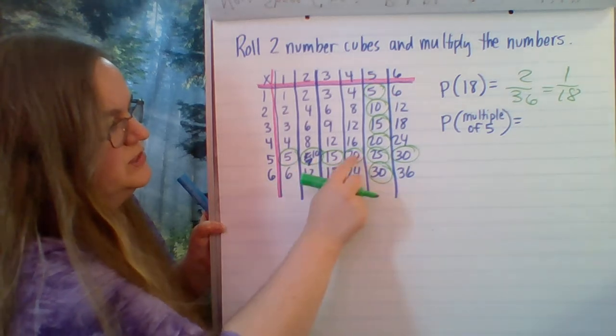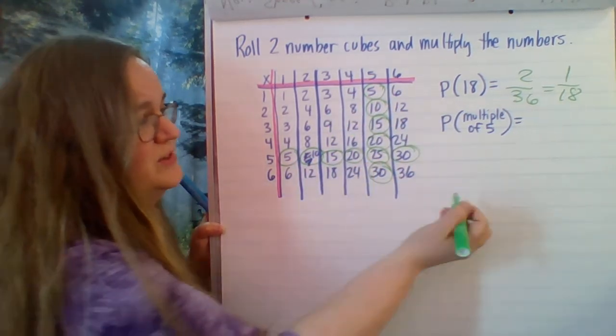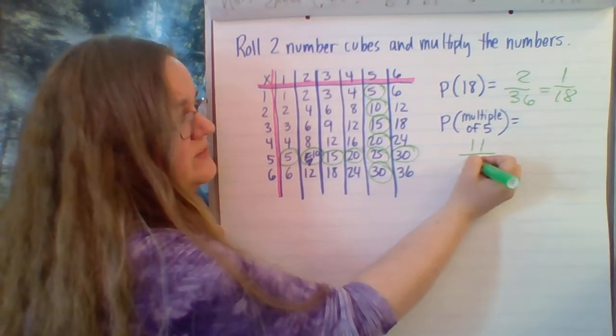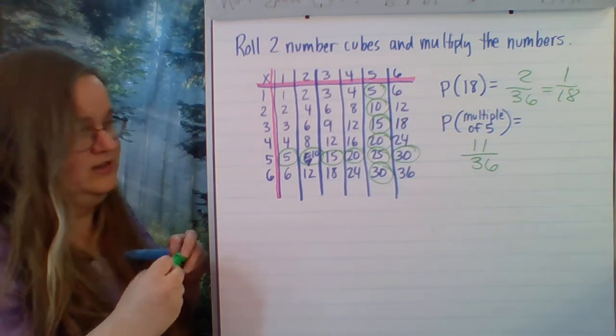So I've got 1, 2, 3, 4, 5, 6, 7, 8, 9, 10, 11. Make sure you don't count 25 twice. So that's 11 out of 36. And you can't simplify that. So that is the final probability.